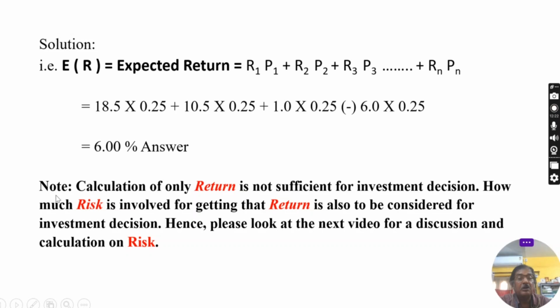But here is an important note, please follow it. Return is not the only criterion for investment. With return you must also consider the risk. How much risk is involved to get that return? Only return is not sufficient.